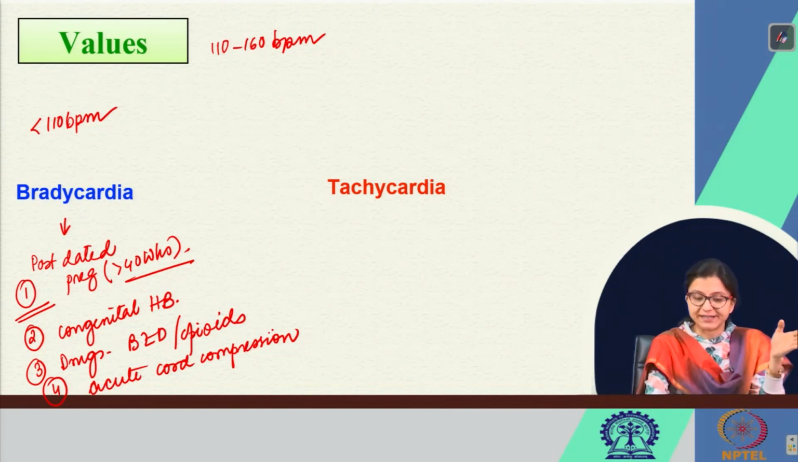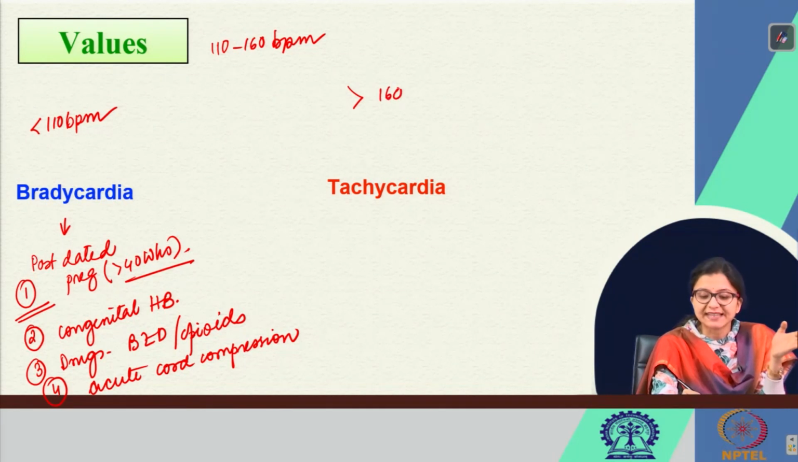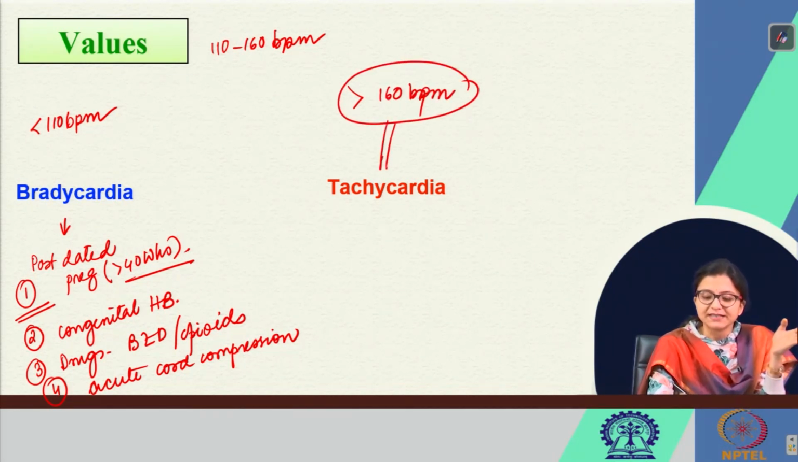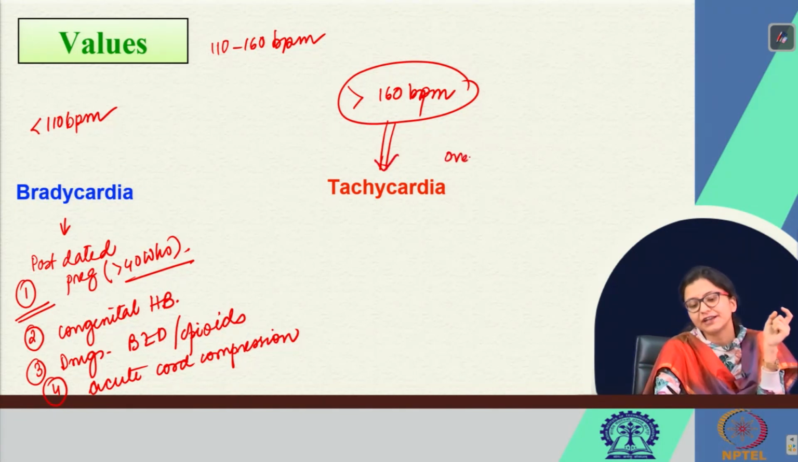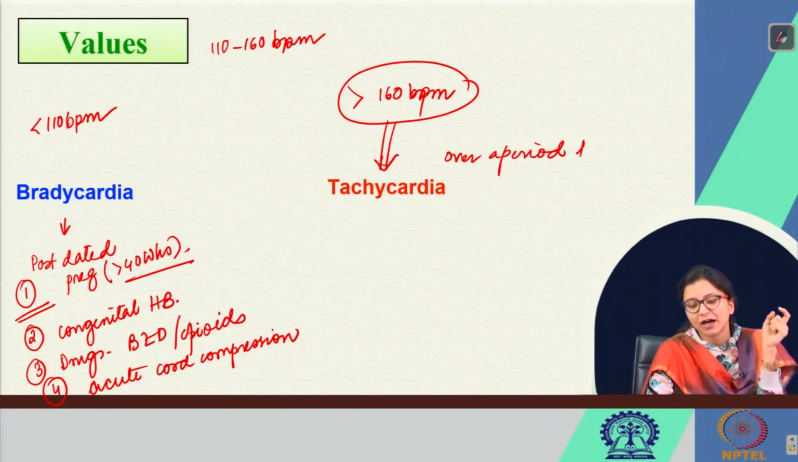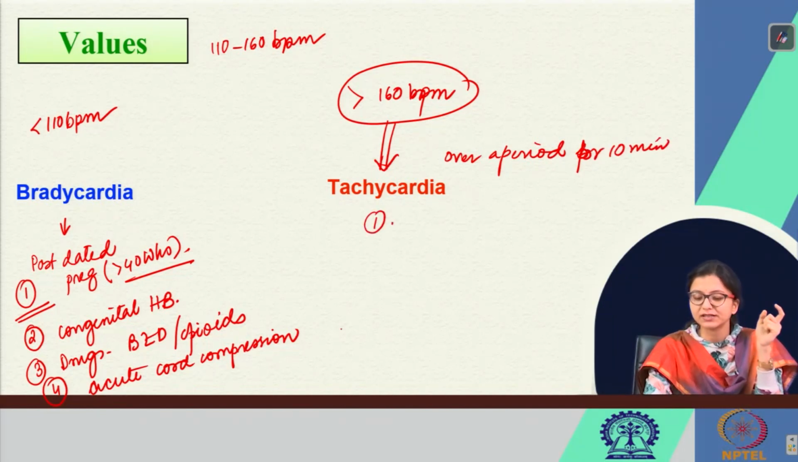If you get a scenario of fetal bradycardia, now coming to fetal tachycardia, which is more than 160 beats per minute. This also should be measured over a period of 10 minutes, for both bradycardia and tachycardia. Before you say a case of bradycardia or tachycardia, you need to see over a period of 10 minutes. And what are the causes?